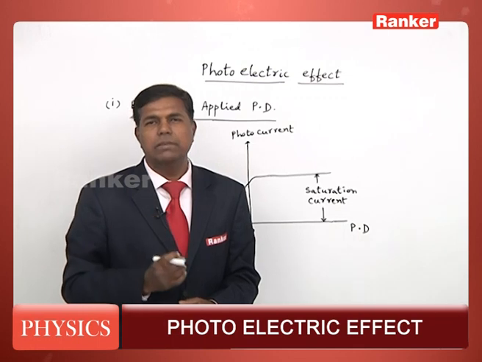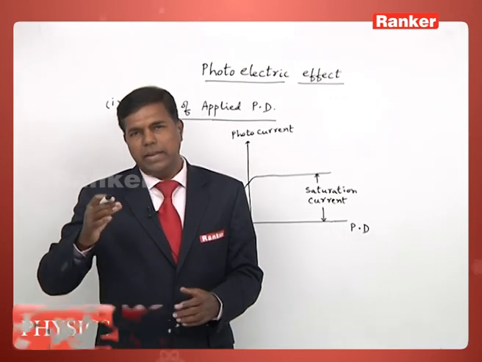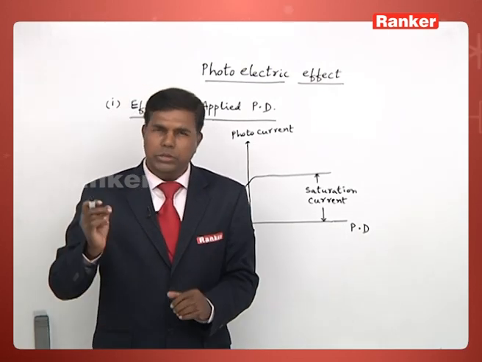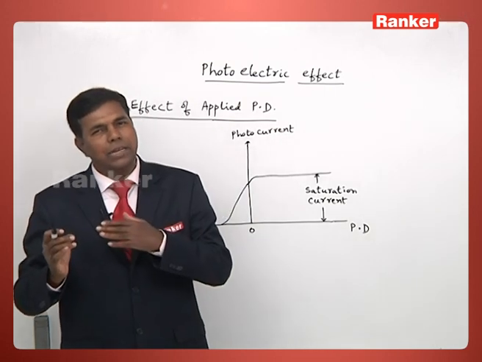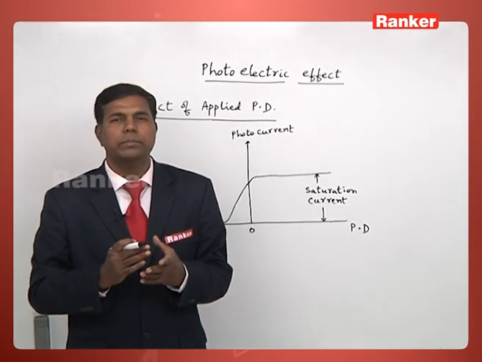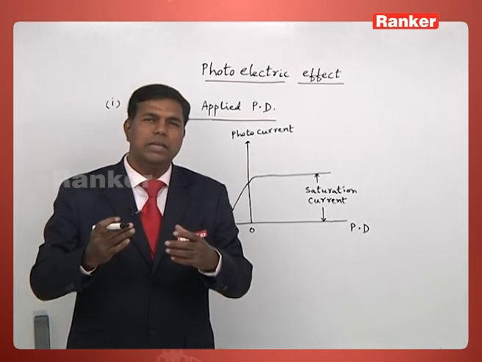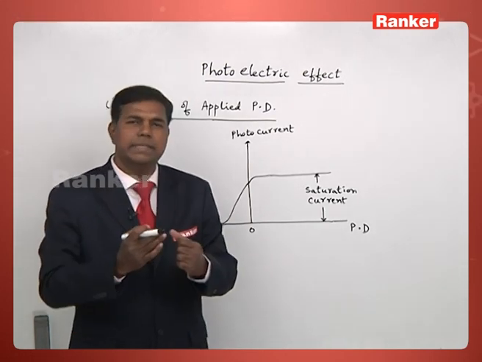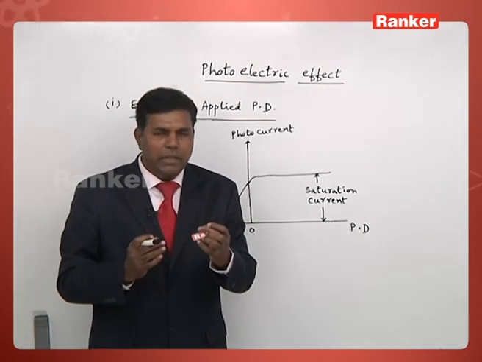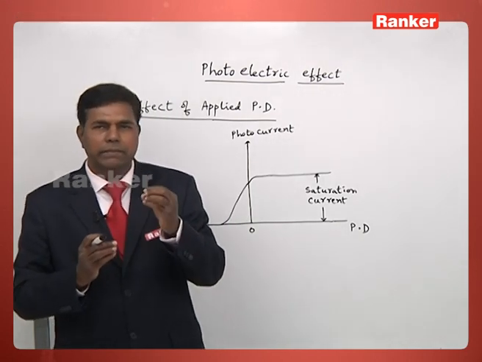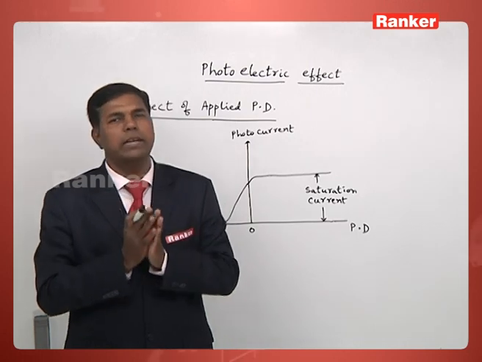is a negatively charged particle, and if you reverse the polarity, due to that negative potential, the electron is repelled from the anode. So, the electron will not reach the anode itself. Naturally, the photocurrent gradually decreases and becomes 0. That is, when the negative potential is sufficiently large, then the photocurrent becomes 0.